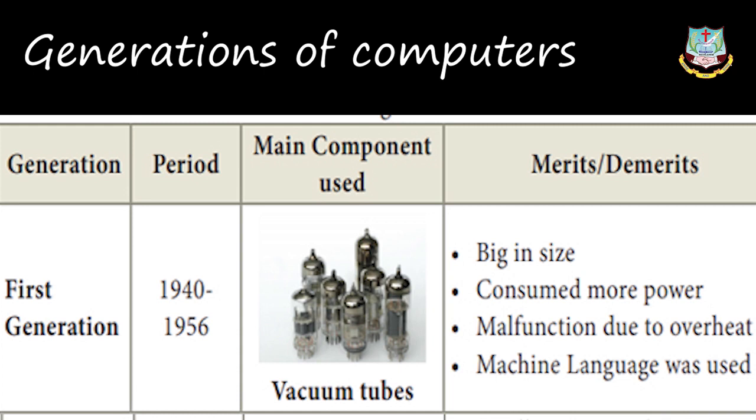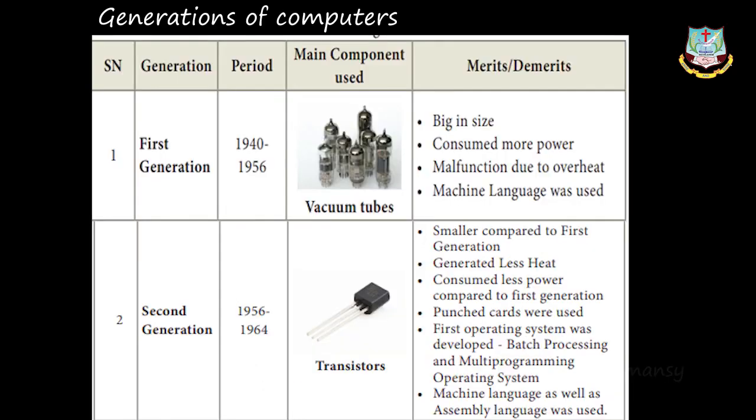And so they advanced some more technologies, and in the year 1956, the second generation transistor was invented. And let's see the merits and demerits of this transistor. This is the transistor. Transistor is the second generation computer. When you compare it with the first generation, this is a little smaller. It generated less heat, and it also consumed less power than the first generation.